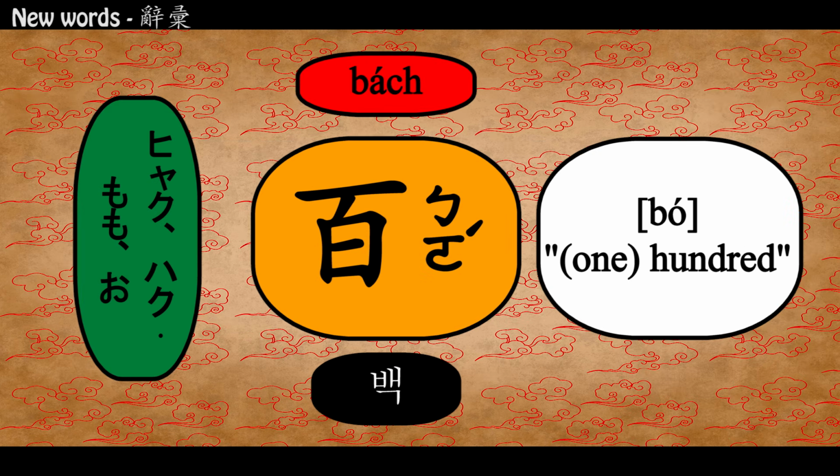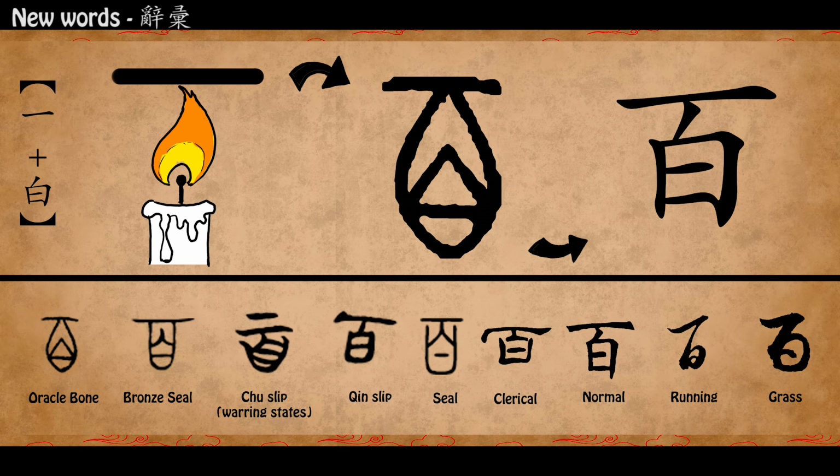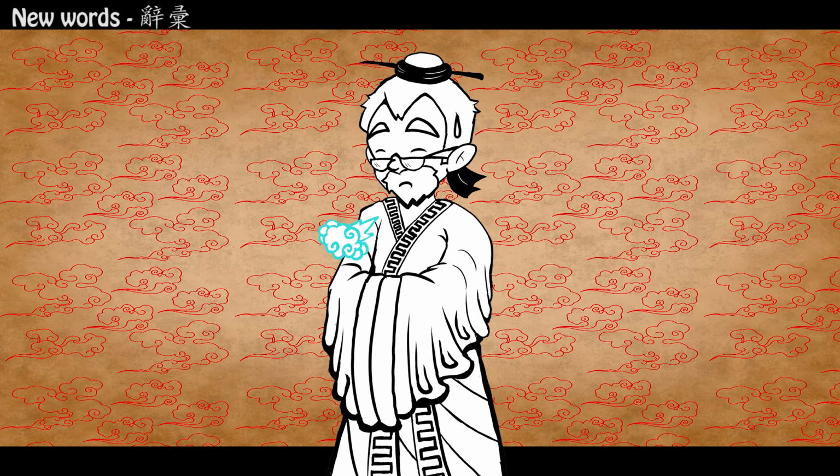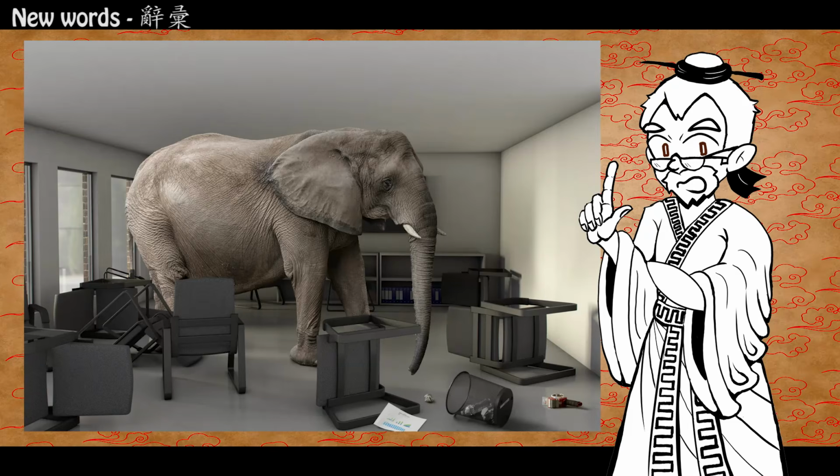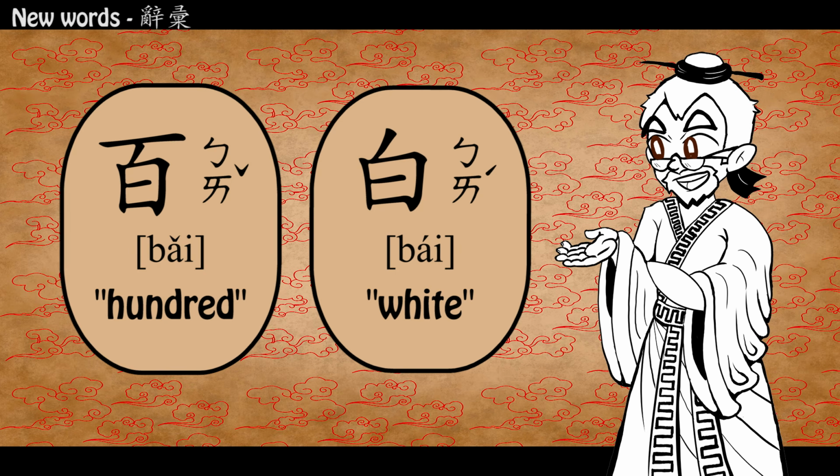100, 100, 100. From E1 as in 100 over bo, giving the sound. Nerd note! I can already hear the typing in the comments, so let's talk about the pachyderm in the boudoir. Yes, the mainstream readings in modern Mandarin are bai for 100 and bai for white.